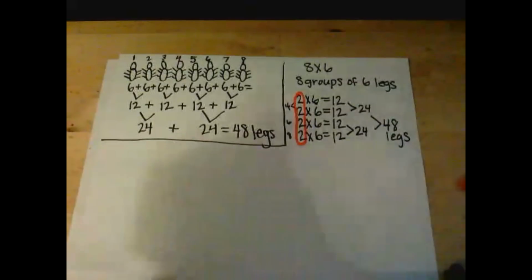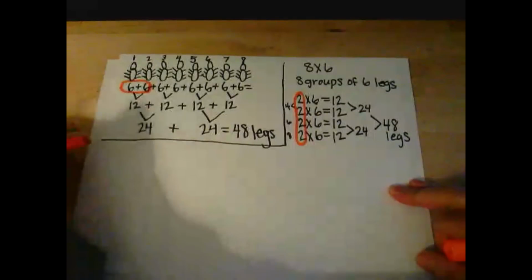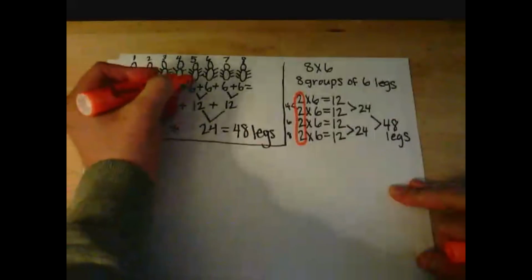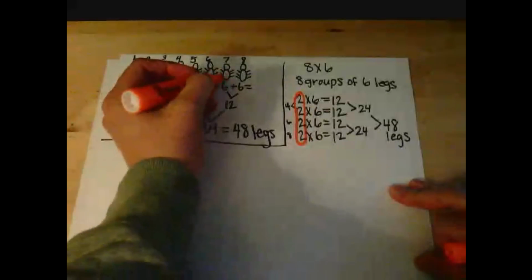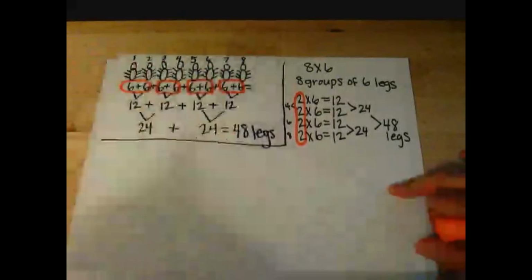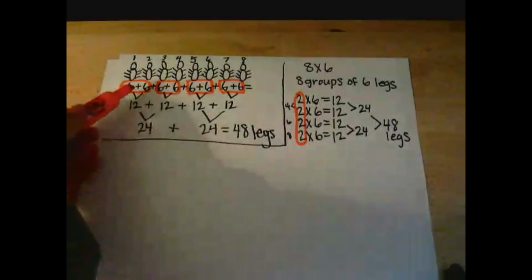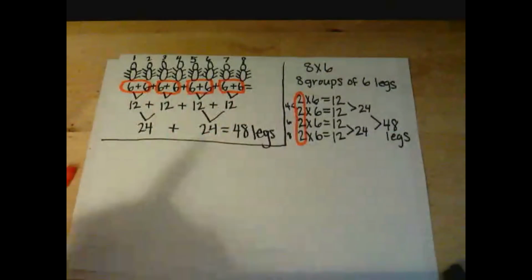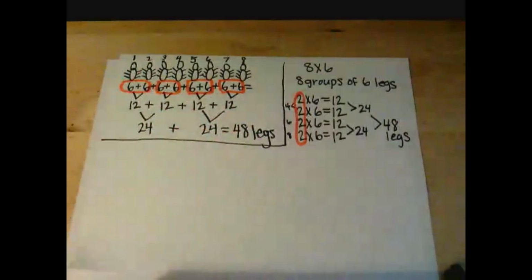Let's look. Well, here I see 2 groups of 6. Here I see 2 groups of 6. Another 2 groups, 2 6s, and another 2 6s. So we can see they're similar but different. Here we use some addition for the groups of 6, and here we have multiplication.